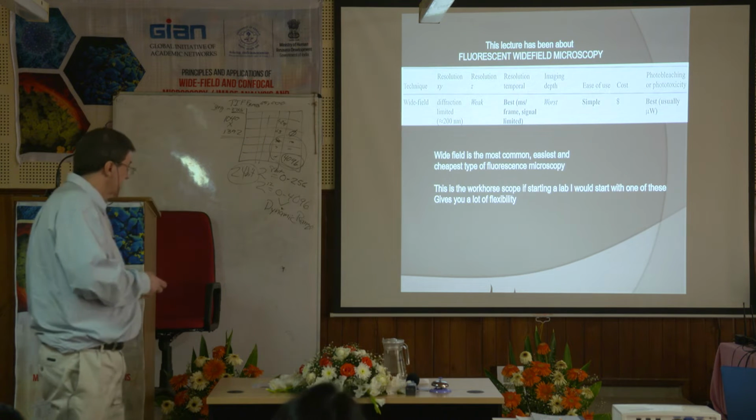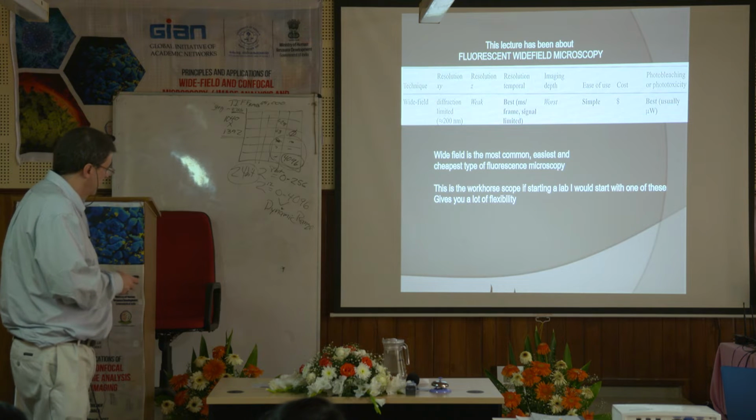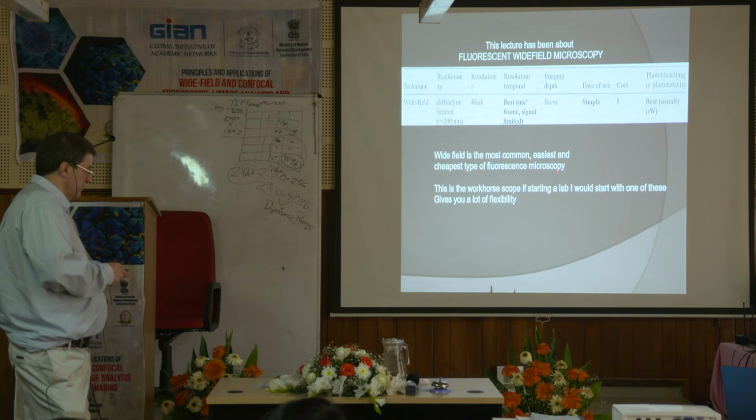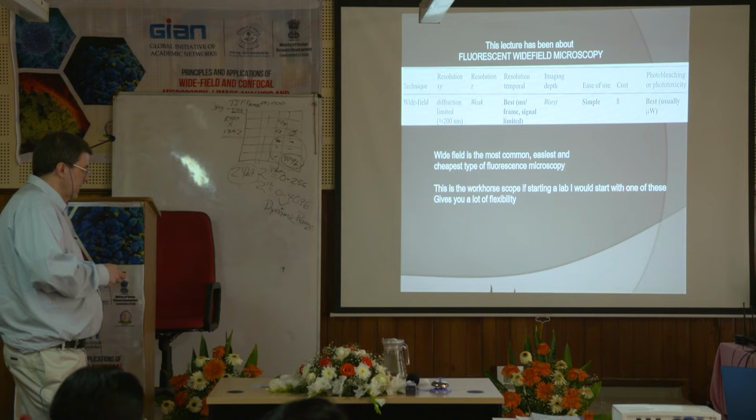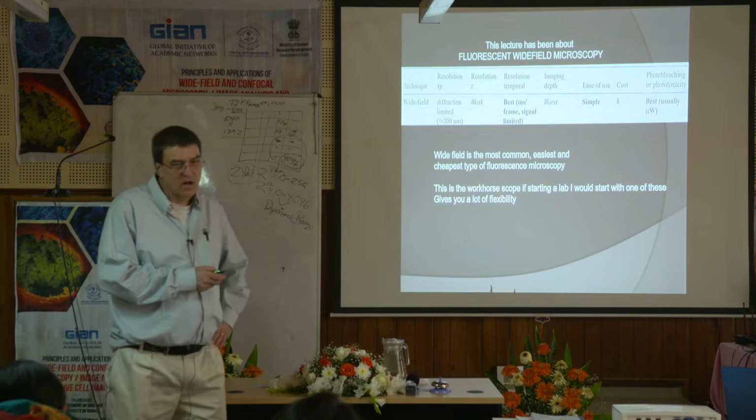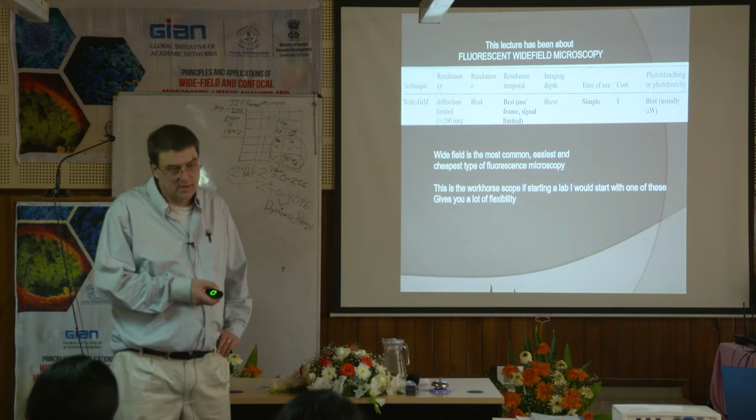Okay, so everything we've talked about up to this point has been about fluorescent wide field microscopy. Okay, wide field's the most common and easiest and cheapest type of fluorescent microscopy. I mean, it's expensive, don't get me wrong, but it's much cheaper than getting a confocal. This is the workhorse scope of starting a lab. I would start with one of these because you can do an awful lot of experiments with this kind of scope. I mean, this is my workhorse at work. I mean, I'm really good at running it.